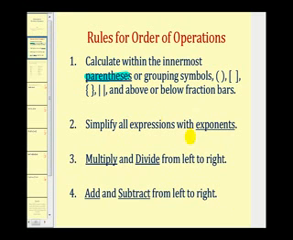Step 2 is to simplify all expressions with exponents. Step 3 is to multiply and divide from left to right. It's important to note that these two have the same priority. We just multiply and divide as they occur from left to right. And then the fourth step, we add and subtract, again from left to right. These two have the same priority.